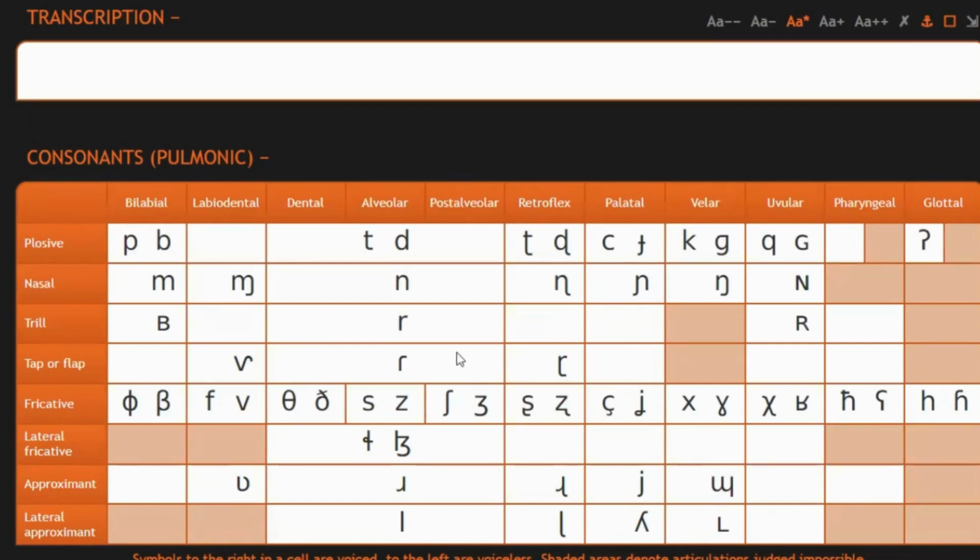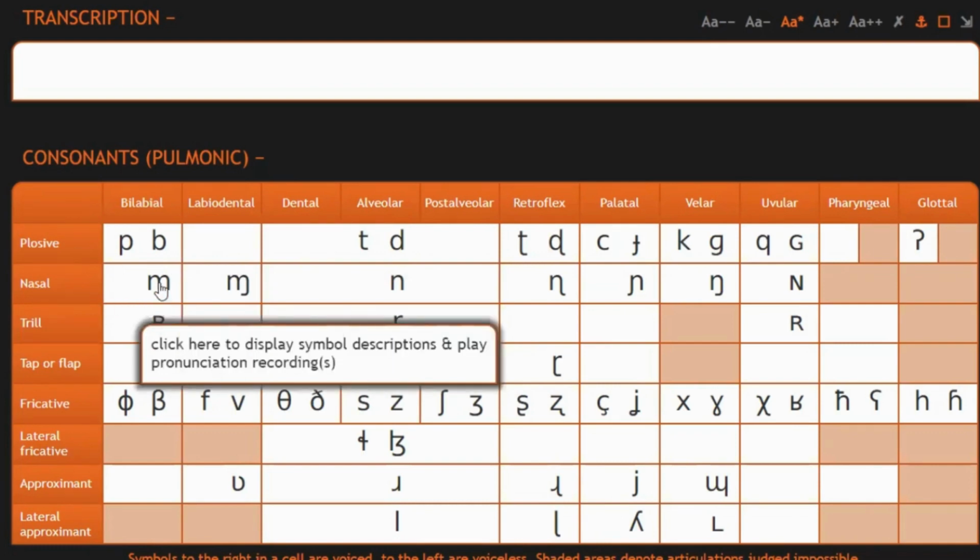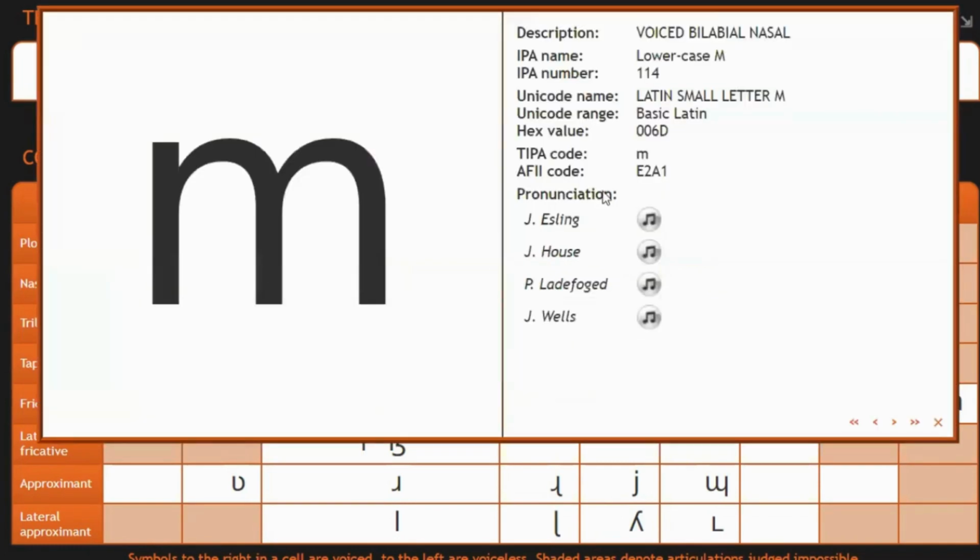All right, so you can hear that the consonant sounds are said with one vowel sound after it or in between two vowel sounds. So if we go down, we see the bilabial nasal. Since it's on the right, we know that it's voiced. Let's listen to it.